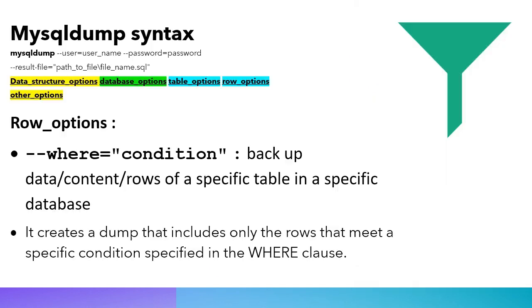Alright, continuing. Now we go to the row options. The row options is that we have double dashes with a where, and then you specify the condition in double quotations. So this will be backing up specific rows of a particular table. It will only dump the rows of a particular table that meet the condition in the where clause.